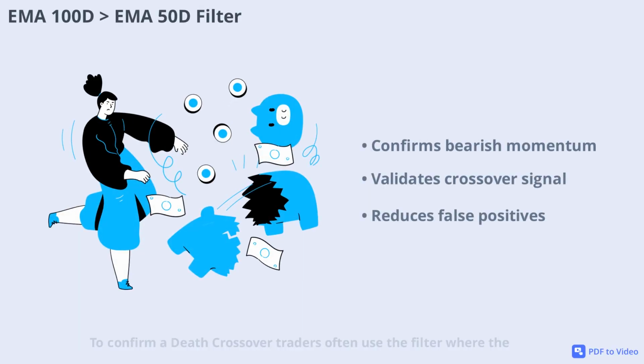To confirm a death crossover, traders often use the filter where the 100-day EMA is greater than the 50-day EMA. This ensures that the long-term trend is now stronger than the short-term, validating the bearish momentum. It's a simple yet effective way to make sure the crossover is meaningful and not just a temporary fluctuation.